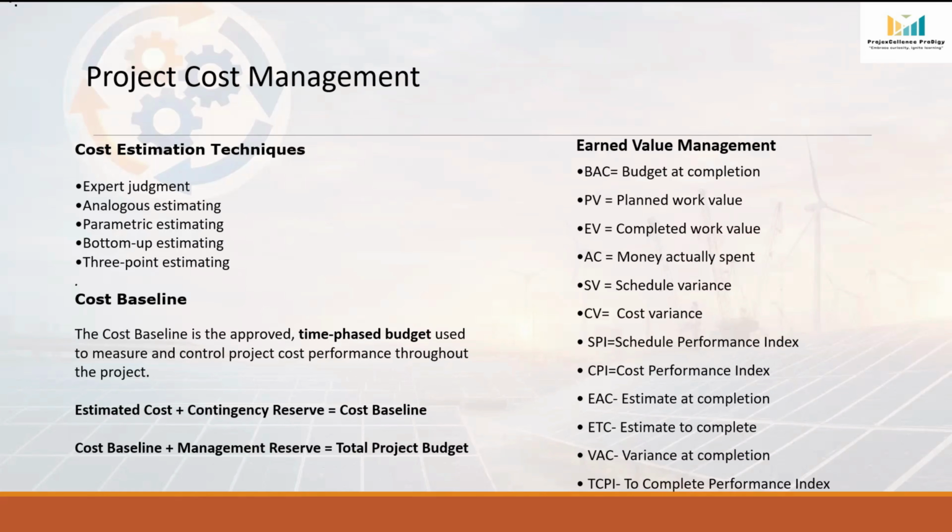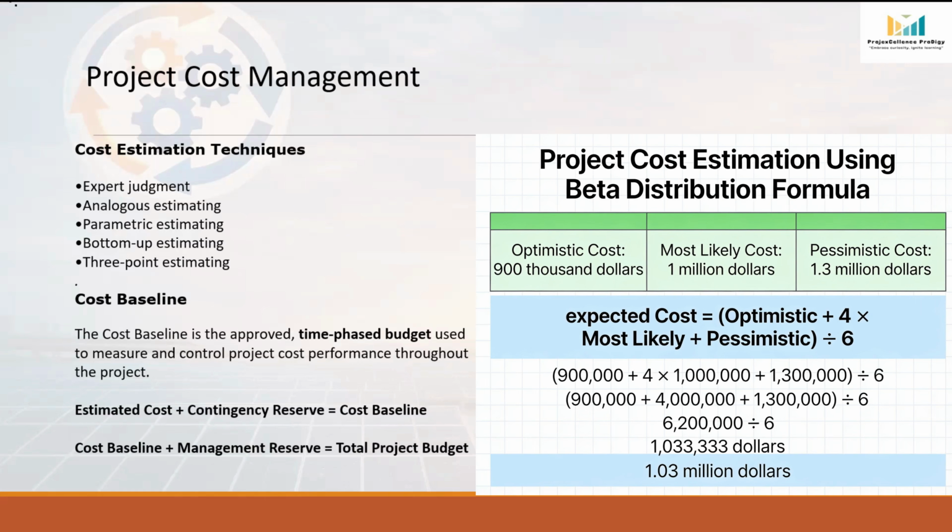For example, suppose the estimated cost of installing the cooling water piping is: optimistic cost is $900,000, most likely cost is $1 million, and pessimistic cost is $1.3 million. So using the beta distribution formula, we can calculate the expected project cost.